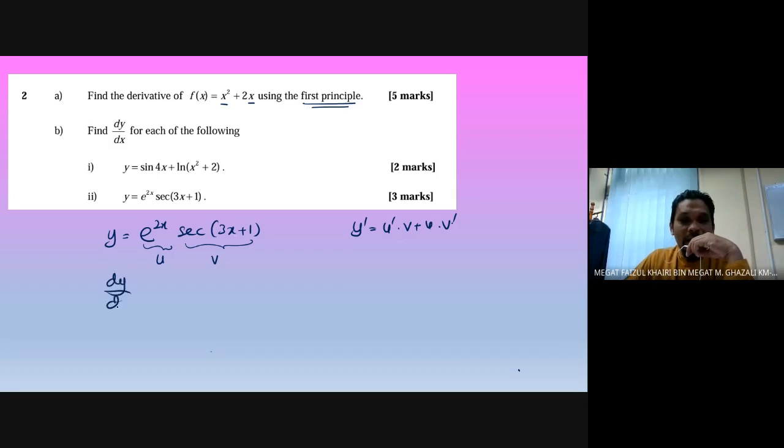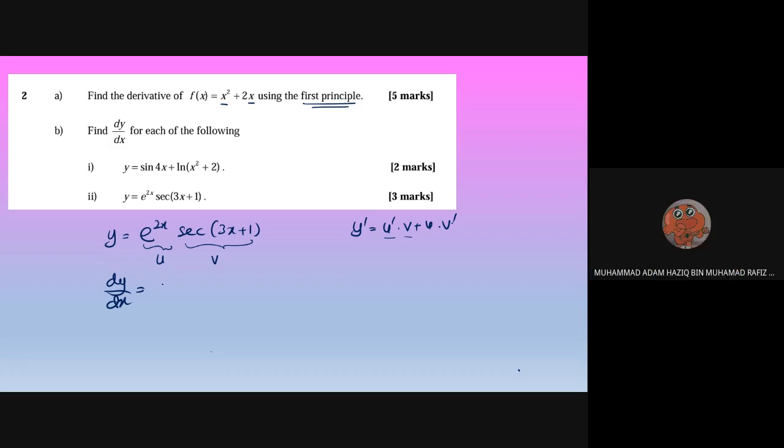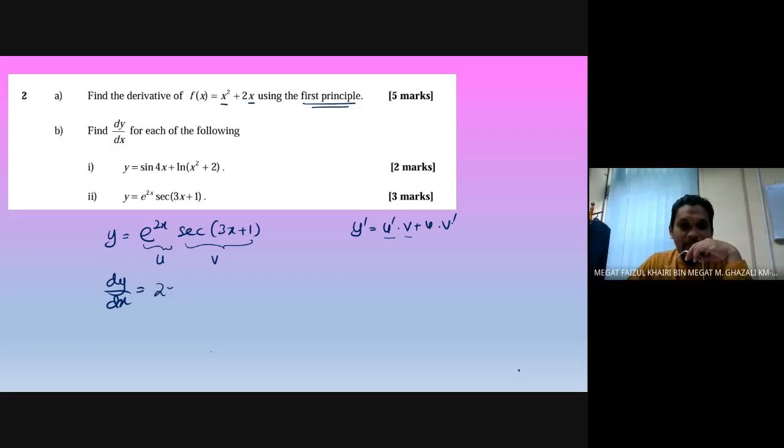So then dy/dx equal to u prime times v. U prime first, derivative of e power of 2x, which is 2 times e to the power of x. Good. 2e power of 2x, u prime.